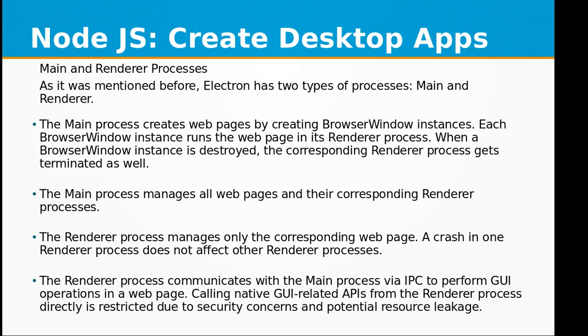Main and renderer processes. As it was mentioned before, Electron has two types of processes, main and renderer. The main process creates web pages by creating browser window instances. Each browser window instance runs the web page in its renderer process. When a browser window instance is destroyed, the corresponding renderer process gets terminated as well. The main process manages all web pages and their corresponding renderer processes. The renderer process manages only the corresponding web page. A crash in one renderer process does not affect other renderer processes.